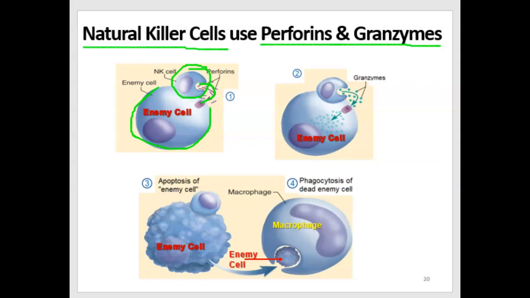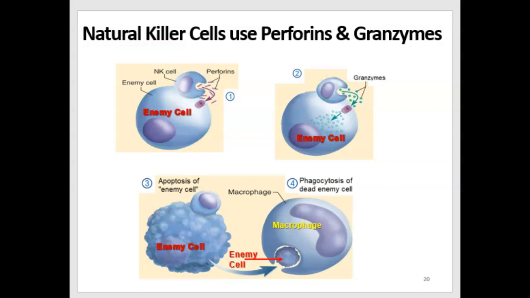Then in the upper right, you see that the natural killer cell now has released granzymes into the enemy cell, which is going to trigger apoptosis, which is shown in the lower left. So here's the enemy cell, and it looks all poofy now. I think that's supposed to signify that it's starting to degrade.